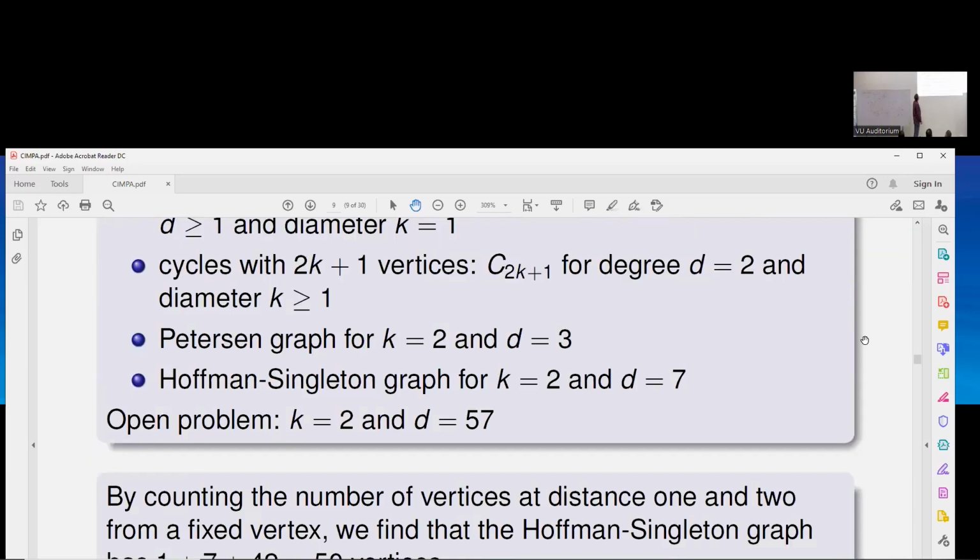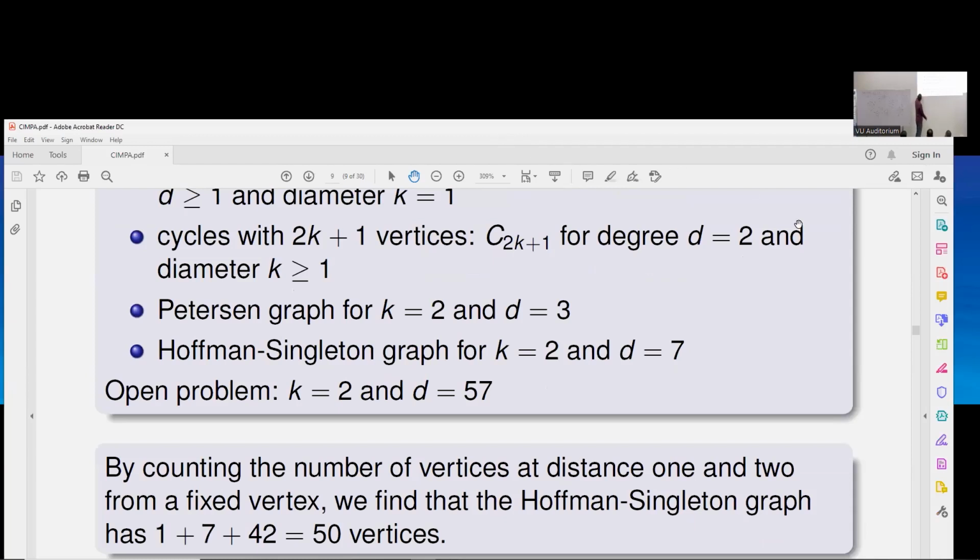And I just already mentioned this one. And then if we count, we can slightly go down if it's still possible to see the next one. So it's fine. So we can actually count the number of vertices to see that the Hoffman-Singleton graph really has 50 vertices. What was already mentioned here, I just mentioned it also in this case.